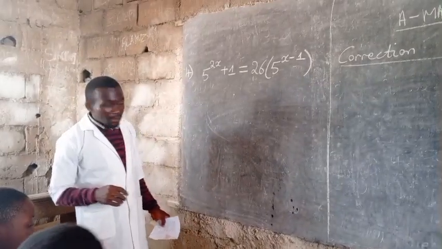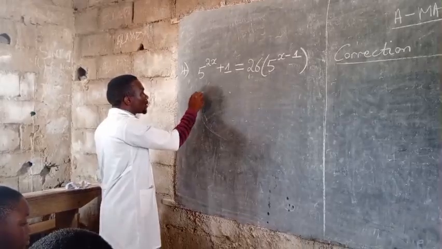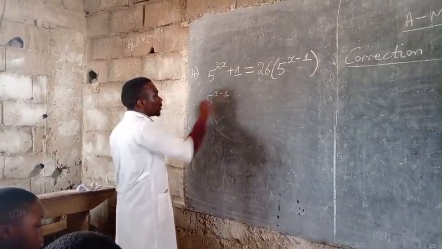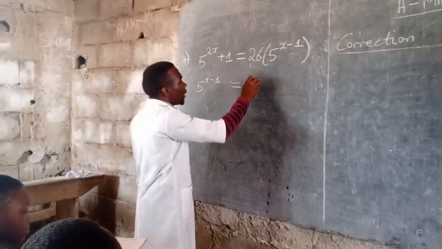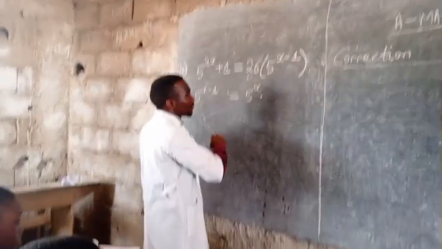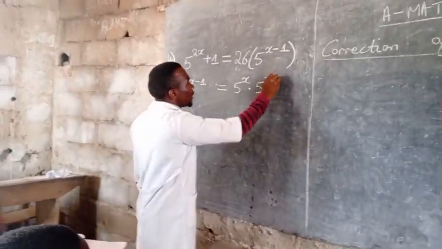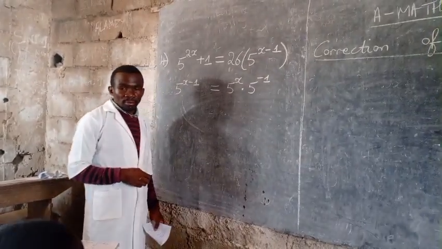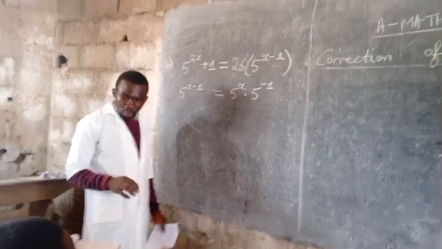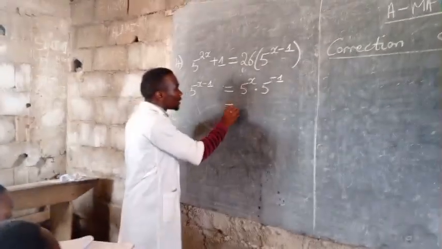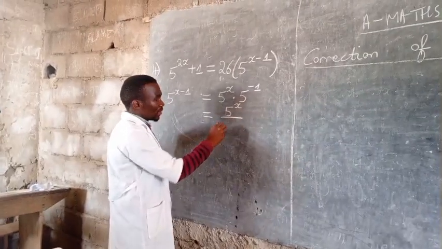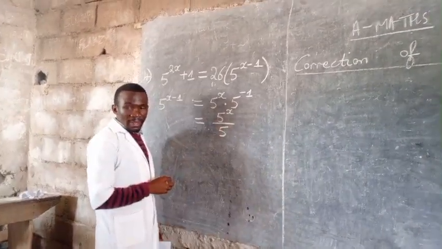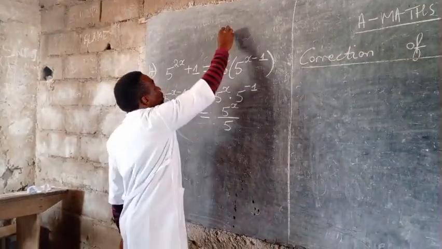For us to answer this question, first, if we take 5 raised to the power x minus 1, we know this is simply the same as 5 raised to the power x times 5 raised to the power negative 1. Next, we know this is the same as 5 raised to the power x all over 5. We make use of this law.